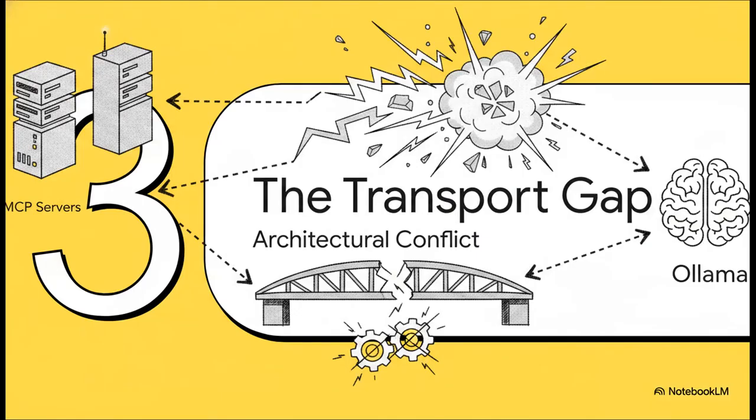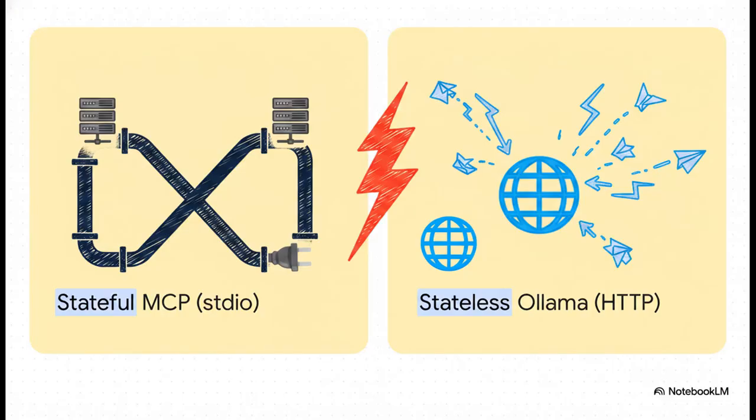All right, Section 3, Bridging the Transport Gap. Now, you might be thinking, awesome, let's just plug these MCP servers directly into Ollama and get to work. Well, if you try that, it breaks. And it breaks because of a massive architectural conflict. See, MCP servers, by default, communicate over standard input and output, or STDIO. That requires a persistent, stateful, bidirectional pipeline. They act as persistent local subprocesses.